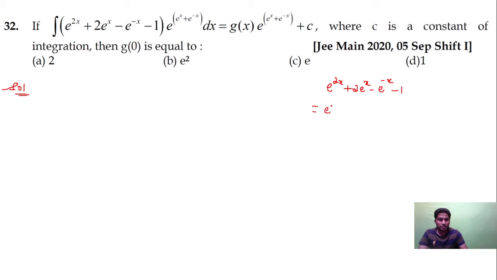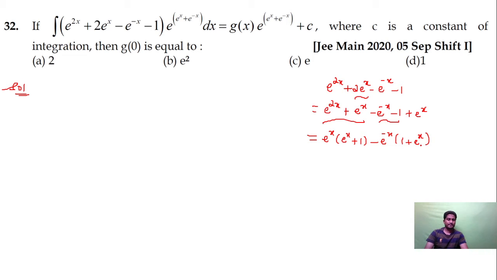This can be written as e to the power of 2x plus 2 e power x, e power x minus e power minus x minus 1 plus e power x. I just wrote this e power 2x as e power x plus e power x. Between these two I am going to take e power x common. Left out is e power x plus 1. Here between these two, if I take e power minus x common, this will be 1 plus e power x. Is it not, guys? You multiply, you get back the same thing. And then this is plus e power x.